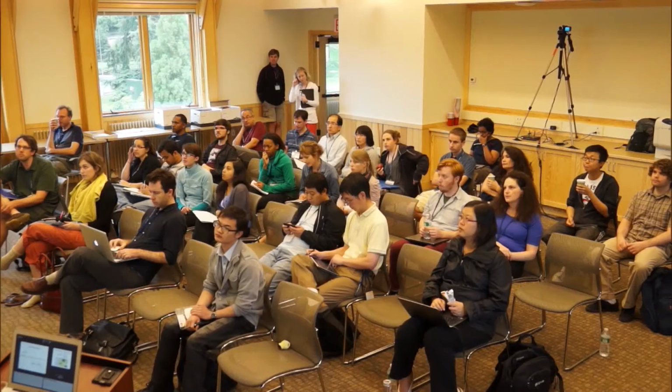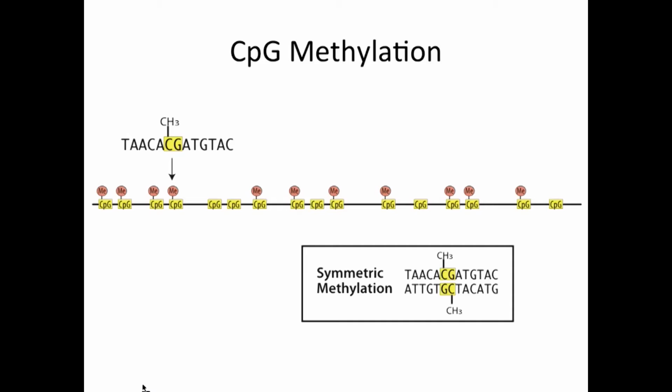So cytosine methylation occurs primarily in the context of CpG dinucleotides, and it is mostly a symmetric modification, meaning that the C on one strand is usually modified on both strands if it's modified on one strand.